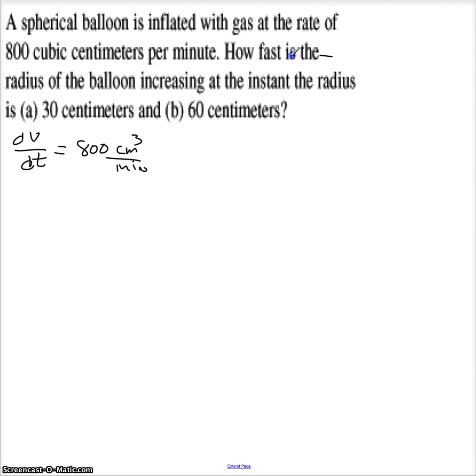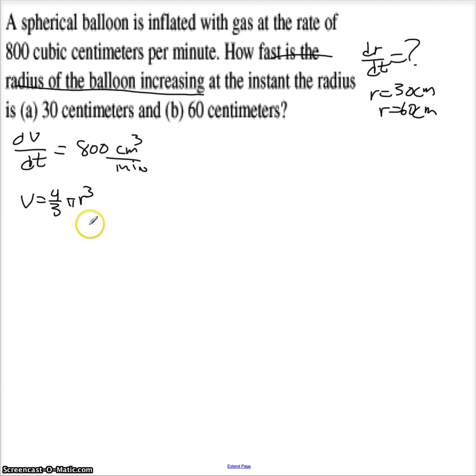So what are we looking for here? We're looking for how fast the radius is increasing, so we're looking for dr/dt. At the instant the radius is 30 centimeters, so the first r is 30 centimeters, the second r is 60 centimeters. Now we know that the volume of a balloon is 4/3 pi r cubed.